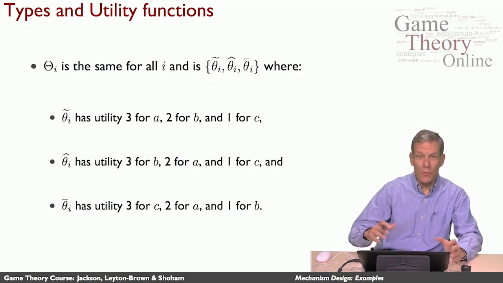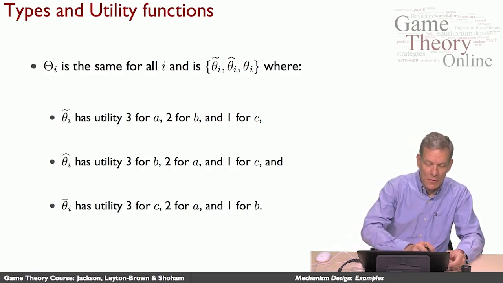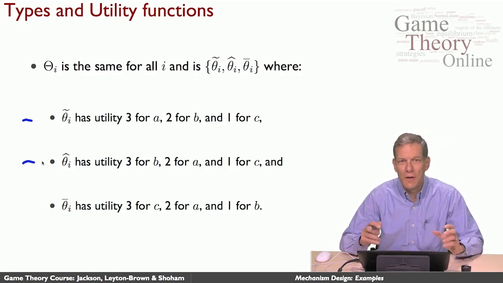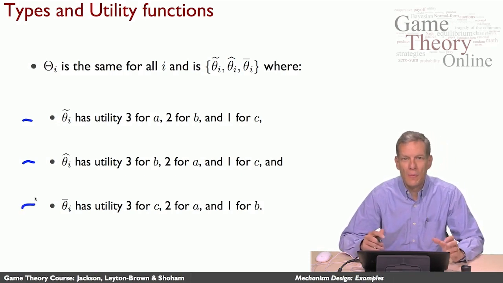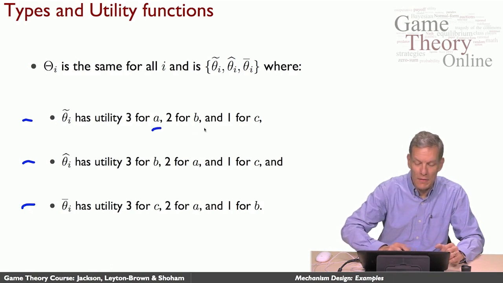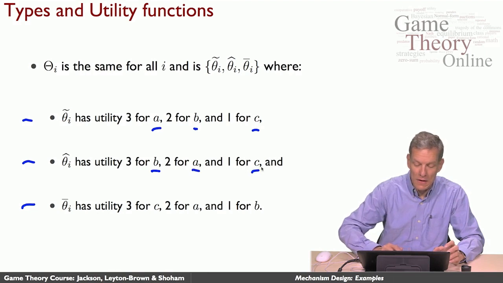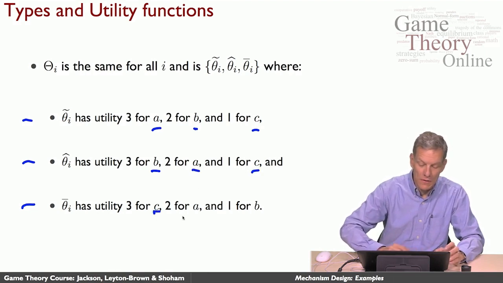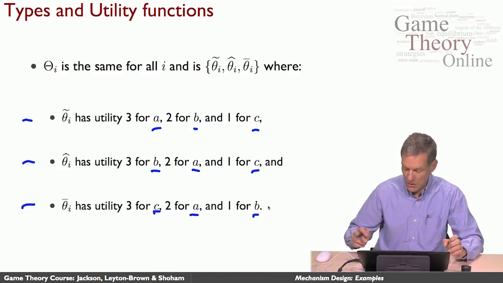Okay, so what we'll do in this example is keep things very simple again. We'll have 3 possible types. So there's the theta tilde who likes A the best. There's another type, theta hat, who likes B the best. And a type theta bar who likes C the best. So in this case, theta tilde likes A, then B, then C. Theta hat likes B, then A, then C. And theta bar is a C, then A, then B. Okay? And we'll look now at what the implications of that are going to be for the voting.